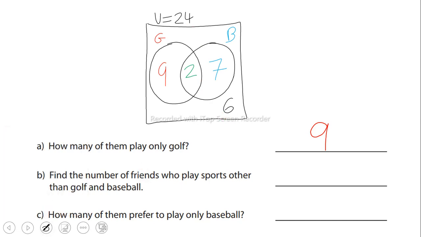So the number of friends who play sports other than golf and baseball would be 6. How many of them prefer to play only baseball? 7. And this is my question for you all: how many of them play both baseball and golf? 2. Very good. 2.